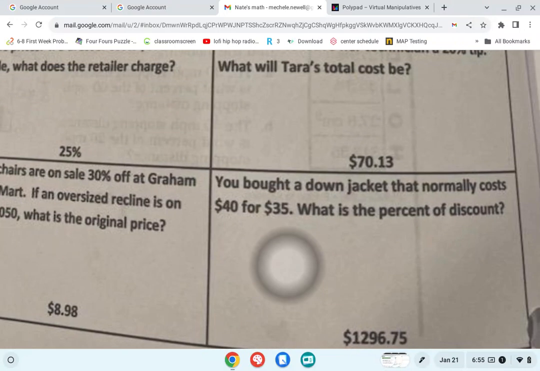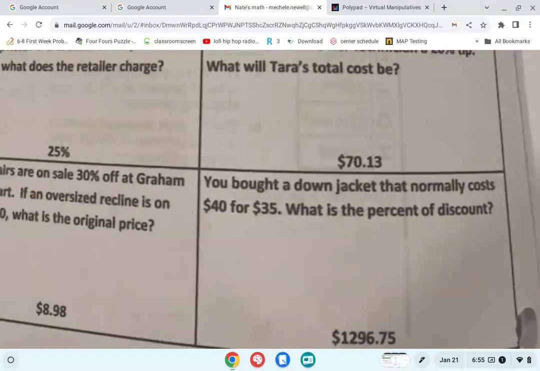You bought a down jacket that normally costs $40 for 35. What is the percent of discount? So you could set this up as a proportion, or you could set it up looking for the sales tax, if that makes sense. So it normally costs, the original cost is 40. Let's try it both ways.